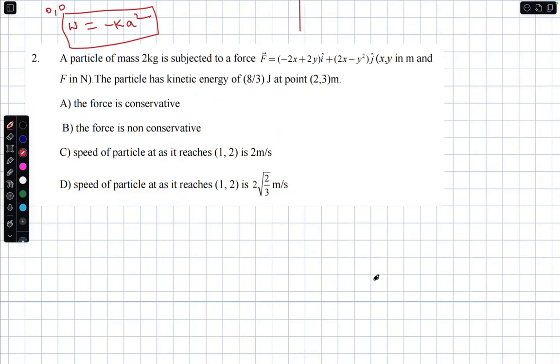Is the force conservative? That first of all we need to check. I'll do del only here. That is, I'm very comfortable in that. Is it conservative?